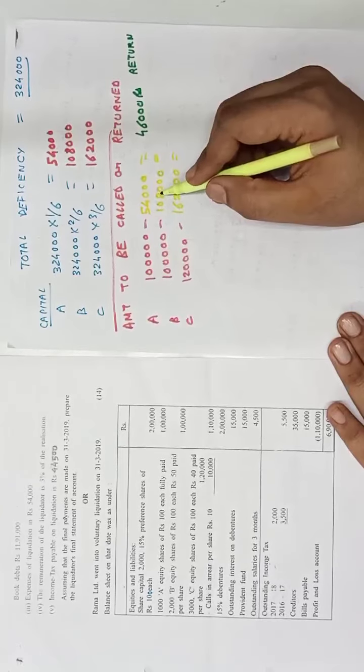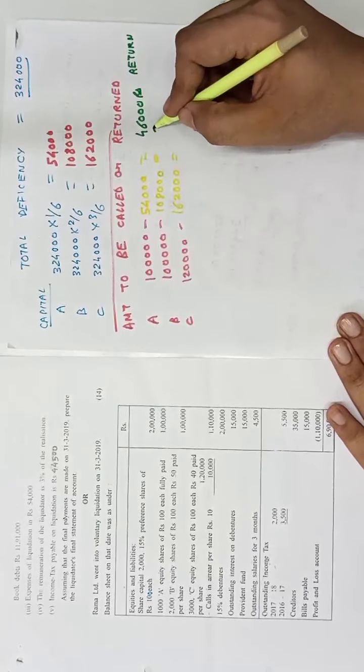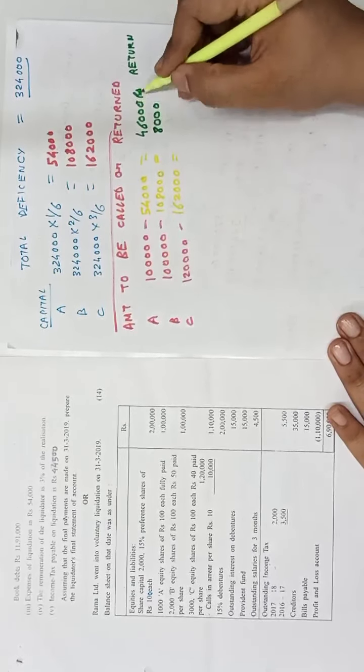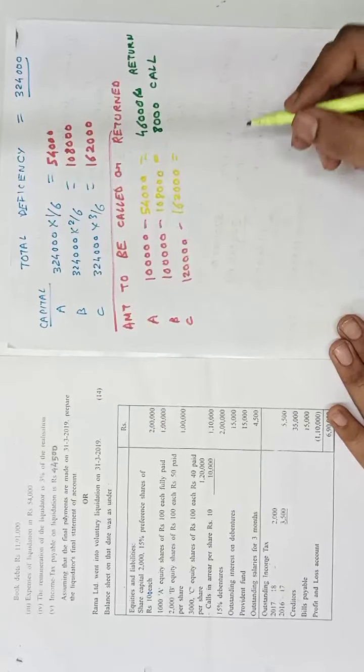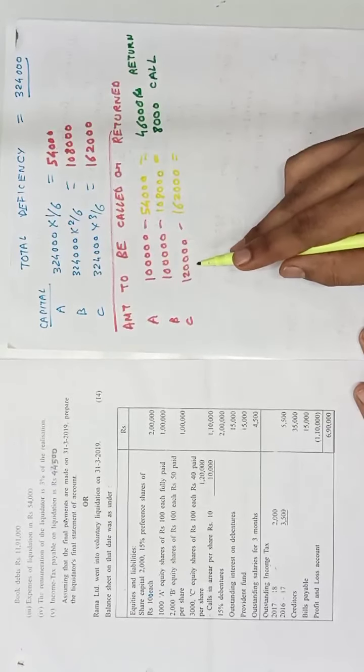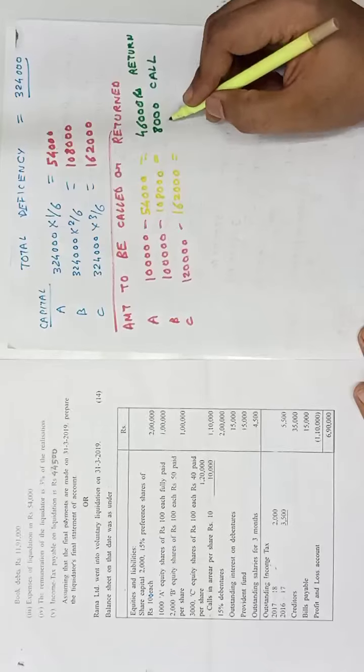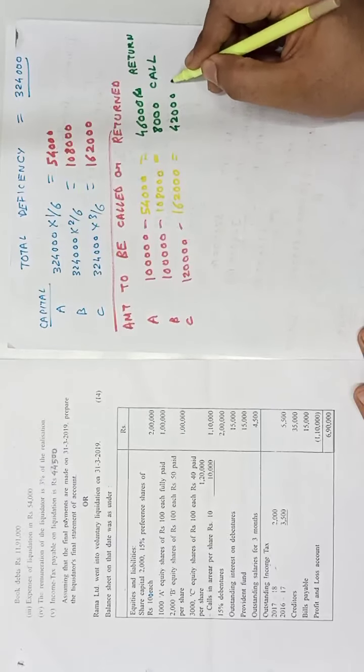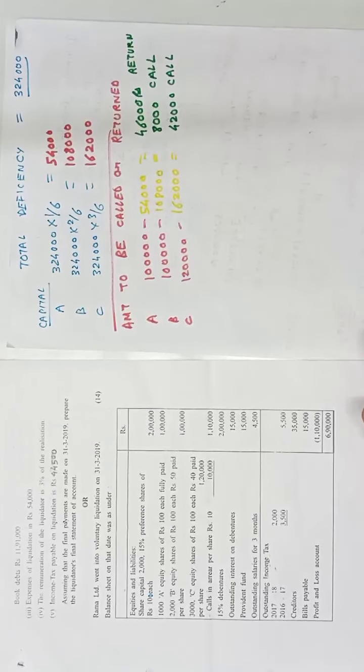My deficiency is 1,08,000. I have only 1 lakh. So what I'll do is the 8,000 difference I will call. My deficiency is 1,62,000. I have only 1,20,000. So 42,000 call. I suppose it is clear to each and every student.